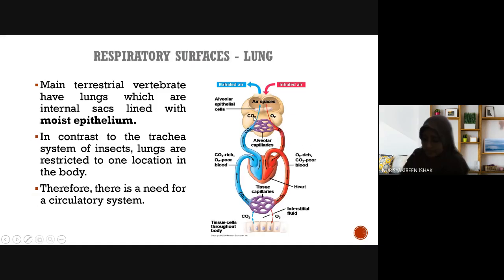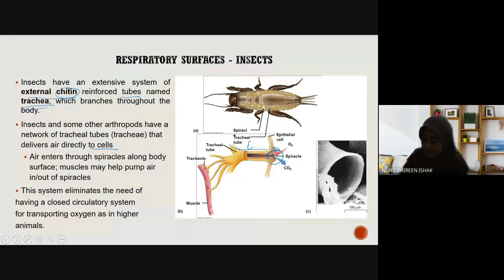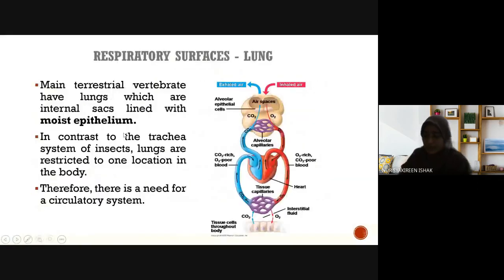Inilah spiracle tu tadi ni. Lubang-lubang kat tepi badan dia ni. Okay, so you have many spiracles. Bukan you tapi insects. Okay, so next is the lungs.